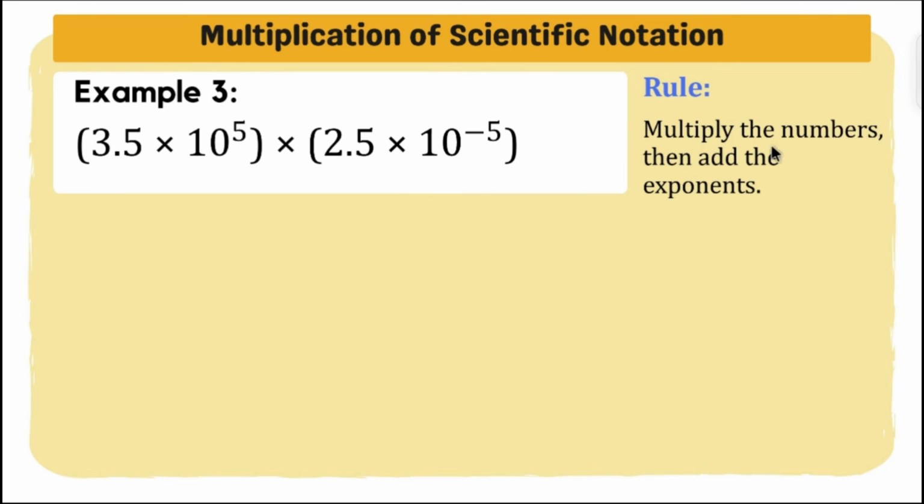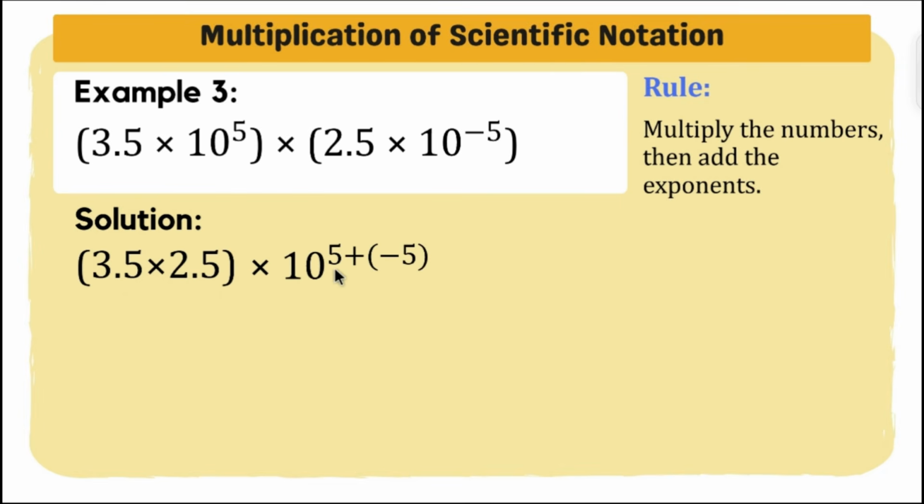First, let's multiply the numbers then add the exponent. 3.5 times 2.5. Tapos yung ating exponent, i-add lang po natin siya. 5 plus negative 5. So 3.5 times 2.5, the answer is 8.75. And then we have here 5 plus negative 5. Ano pong mangyayari? Magiging 0 po yung ating exponent, no?